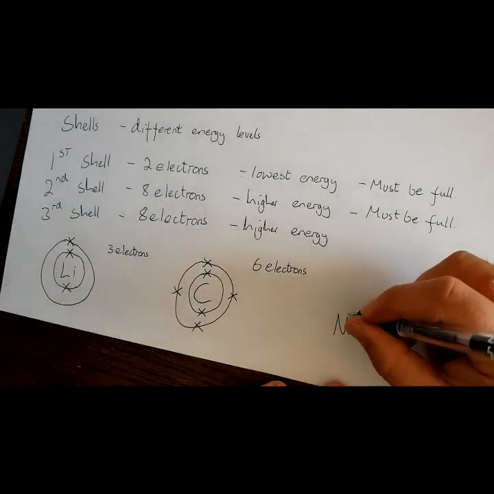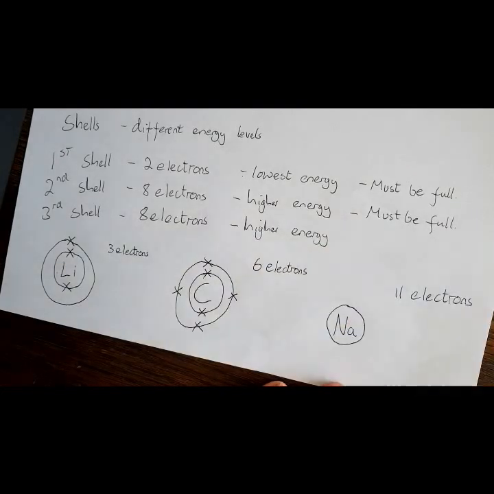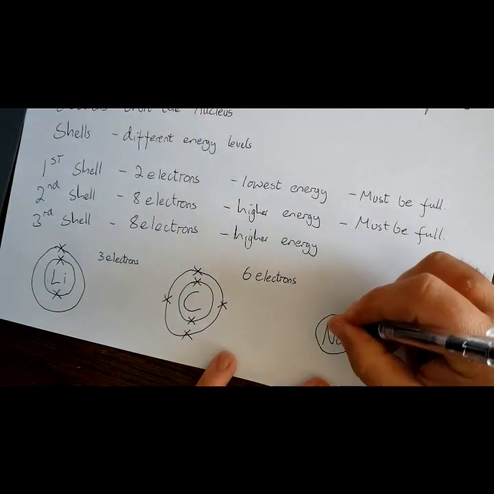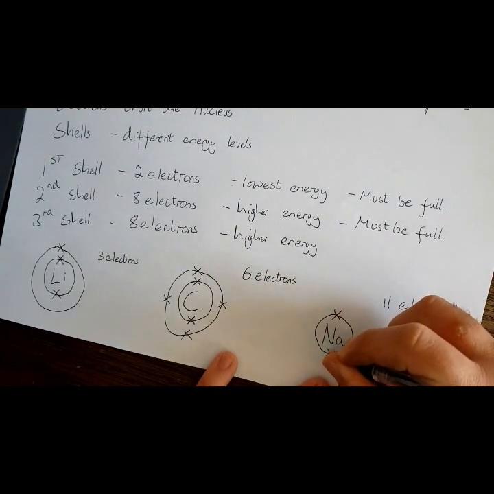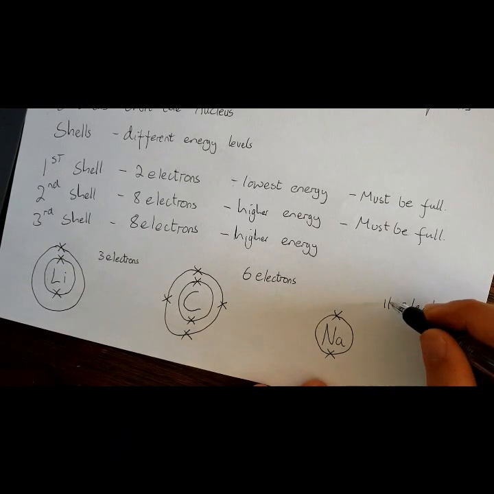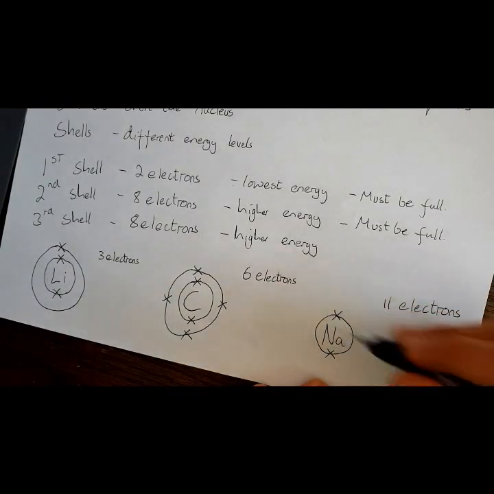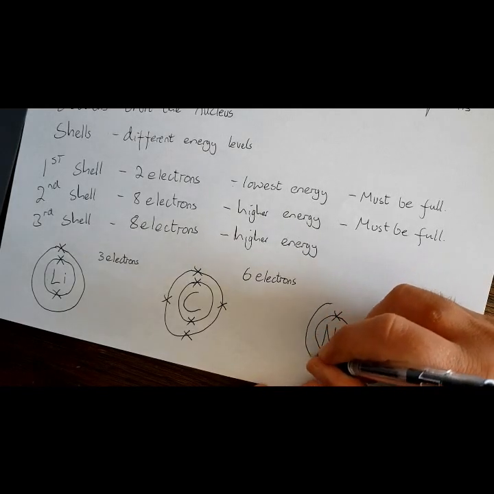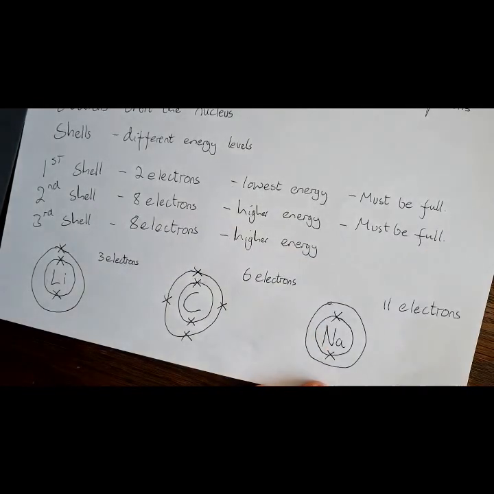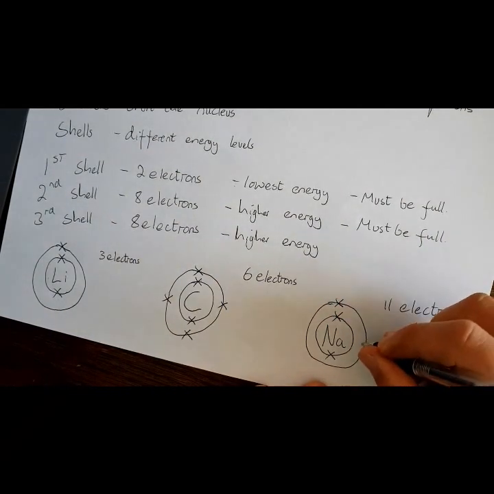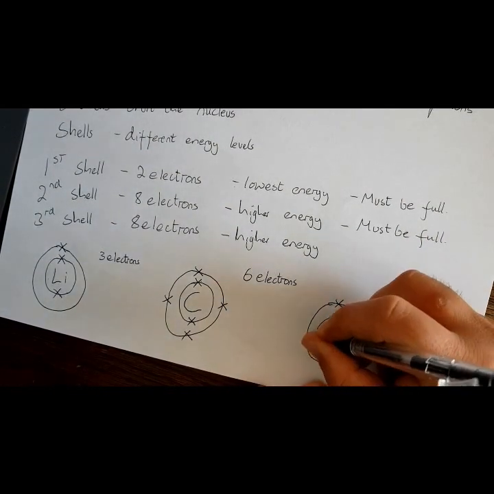I'm now going to draw my first shell, and remembering that in my first shell I've got 2 electrons. So I'll do 1, 2. In my second shell, so I've only drawn 2, I've still got 9 more to go. 11 take away 2 is 9. I need to add in another shell. So I'm going to add in my next shell, and I'm going to start adding them in. So I have 1, 2, 3, 4.